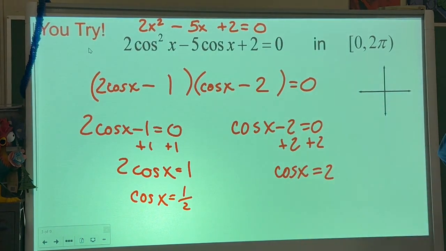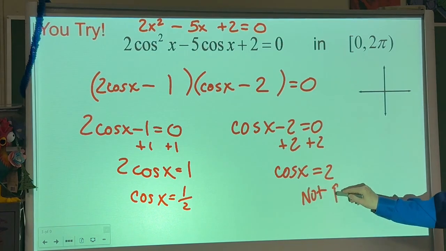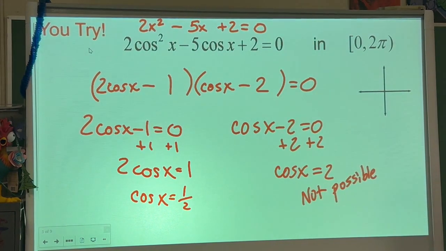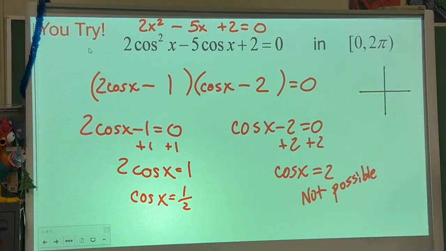Let's start with this one. Nice easy whole number. Where is cosine equal to 2? Yeah, it's not. Doesn't mean there's no solution. We still have this equation over here. We need to think, where is cosine equal to 1/2?